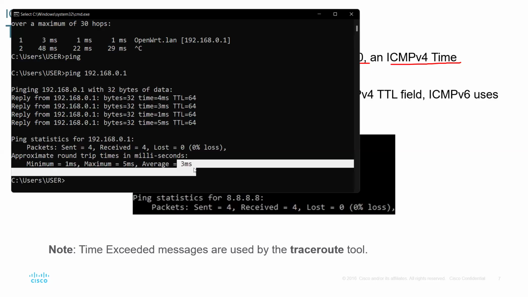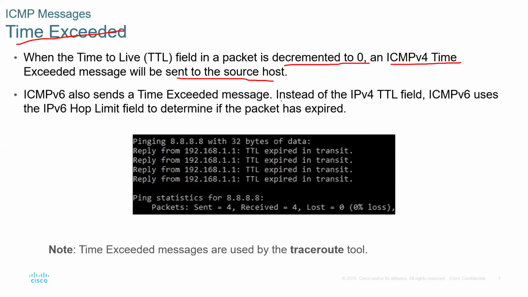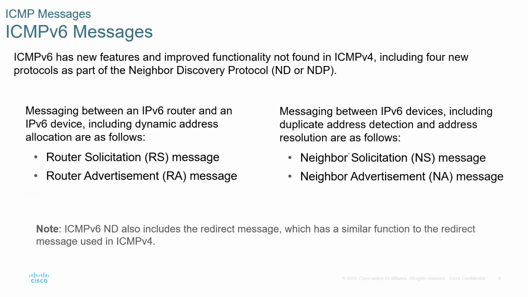So what we are saying is that the time you see here is the time it takes the packet to go to the destination and then come back. But once the TTL value turns to 0, then you will get an answer like TTL expired in transit.